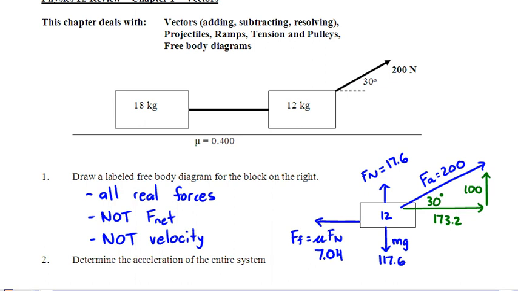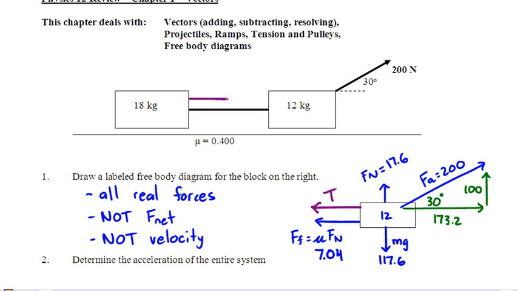There's also going to be, I'm just going to randomly grab some other color here, an interaction force between this 12 kilogram box and the other one. There's going to be a tension in there. And right now I have no idea how big that tension is. For finishing this problem, we're going to have to do a free body diagram of the other box too. I'm actually just going to do that one up here.